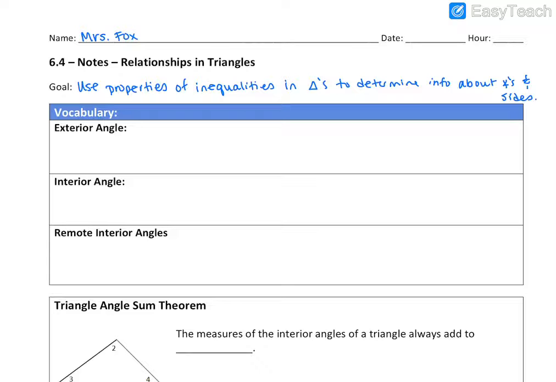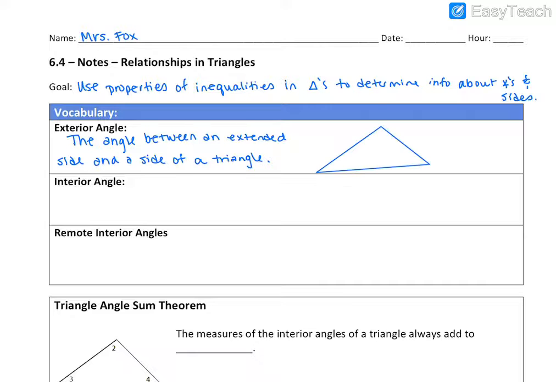So what is an exterior angle? An exterior angle is the angle between an extended side and a side of a triangle. So let's look and see what this would look like. Here we have a triangle. If we take one side of the triangle and extend it like this, then the angle formed with this extended side and this side of the triangle, right in here, is an exterior angle.